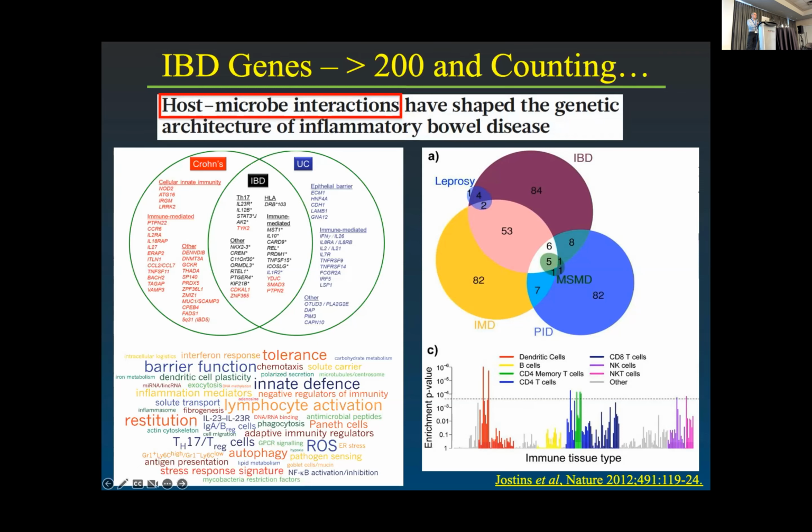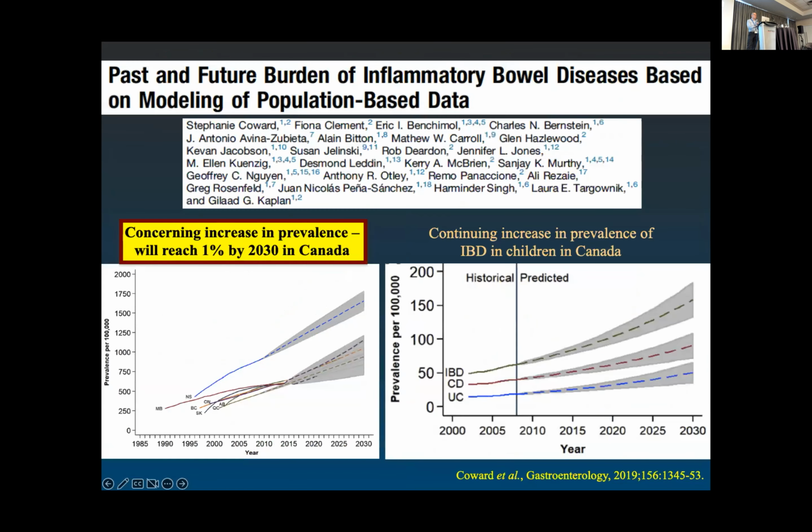So genetics have brought us to a certain point, but the next slide really shows us how genetics are really a very small part of the story. So this is showing the increasing prevalence of IBD, and in Canada, by the year 2030, we anticipate that 1% of the population will be living with either Crohn's disease or ulcerative colitis. On the left-hand side, you can see the total prevalence. On the right, the prevalence in children, and this is seen across the entire country.